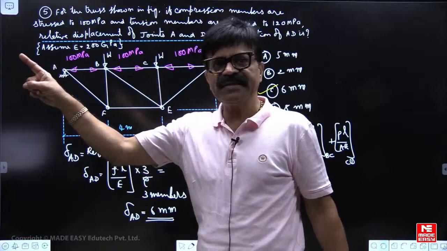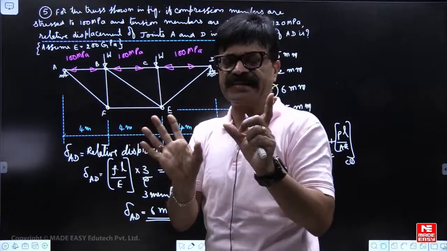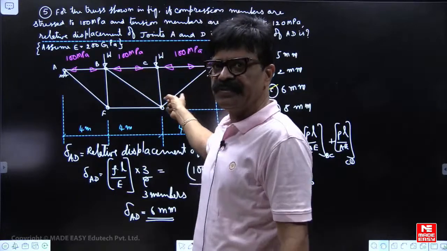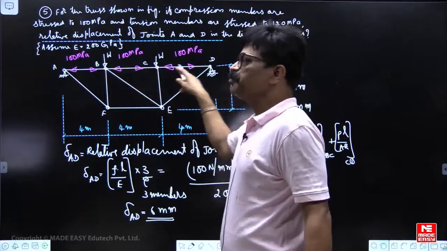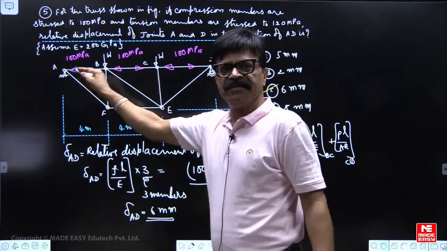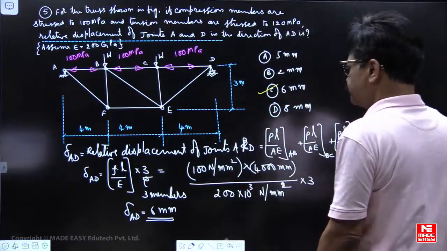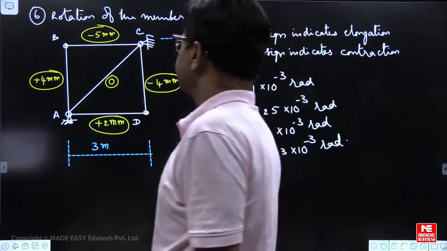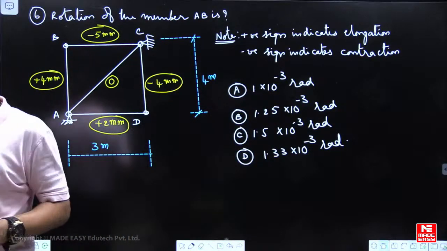If members are given, continuous members are there, you add the individual deformations, either due to temperature change or due to the applied loads. Some load W is given, top chord members are under compression, so individual contractions will give you the relative displacement of two joints. Now let us see again, one rotation we take, rotation of the member AB.